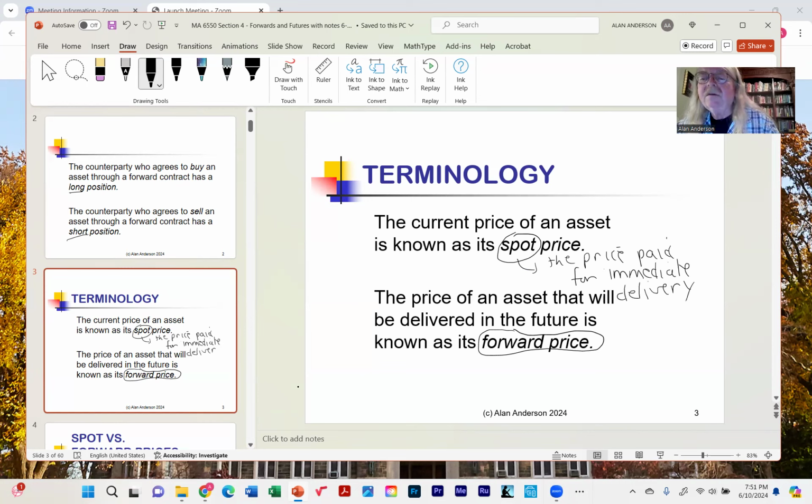I need the gold now. What's the price? I pay it, I take my gold. That's the spot price. The forward price means I don't need the gold just yet. How much will you agree to sell it to me for in the future? So this is the price paid for future delivery.